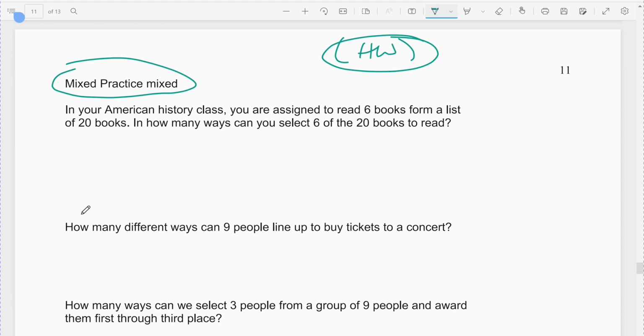Alright, so the first example. Suppose in your American history class you are assigned to read 6 books from a list of 20 books. How many? So we're looking for the count, not the probability. Can you select 6 out of 20 to read? So you're just going to read 6 books throughout the semester. Does it matter what order you read the books in? No, it just matters that you read them. So order is not important.